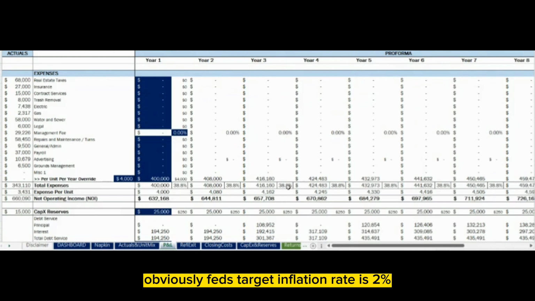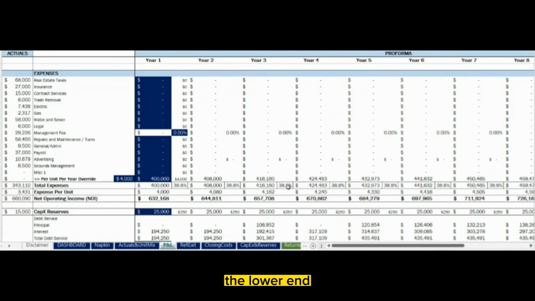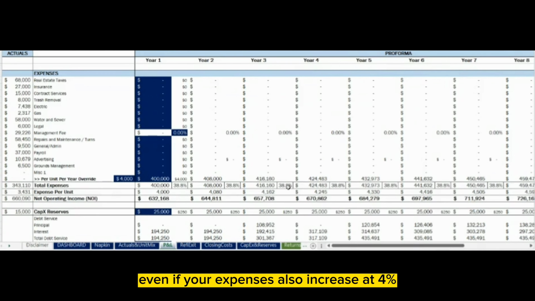So just keep that in mind. Obviously, the Fed's target inflation rate is 2%. If you err towards the more conservative side, the lower end, say 2%, and 4% happens, you can see that even if your expenses also increase at 4%, your NOI growth is significantly larger.